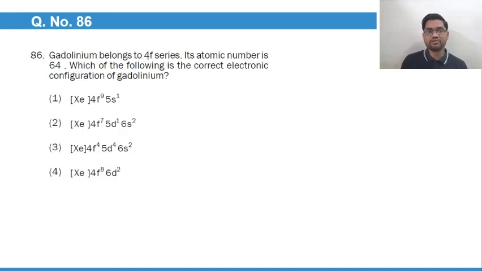Gadolinium belongs to the 4f series. Its atomic number is this. Which of the following is the correct electronic configuration of gadolinium? Please remember gadolinium is one of the elements, along with lanthanum and lutetium, which do not show transfer of a d orbital electron to the f orbital. It does not show, that means the d orbital will have 1 electron. It is not the case, so it has to be this. Half-filled stability, gadolinium.